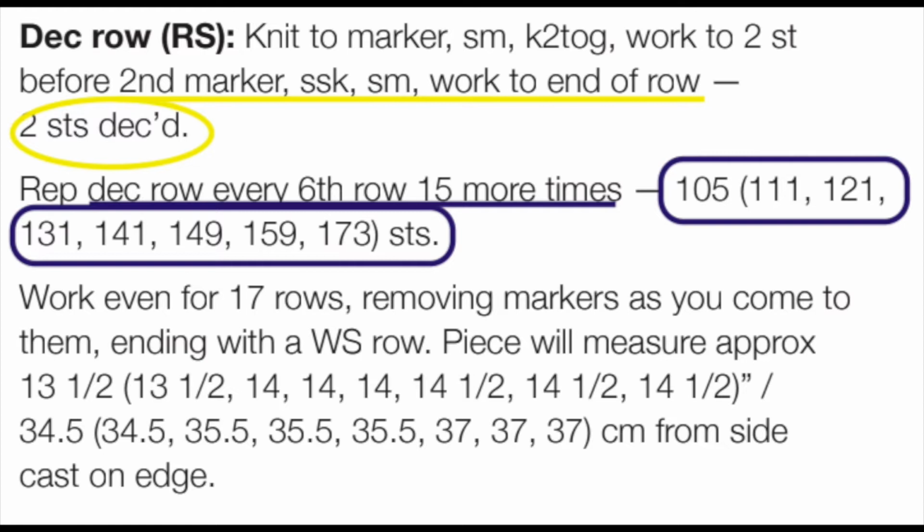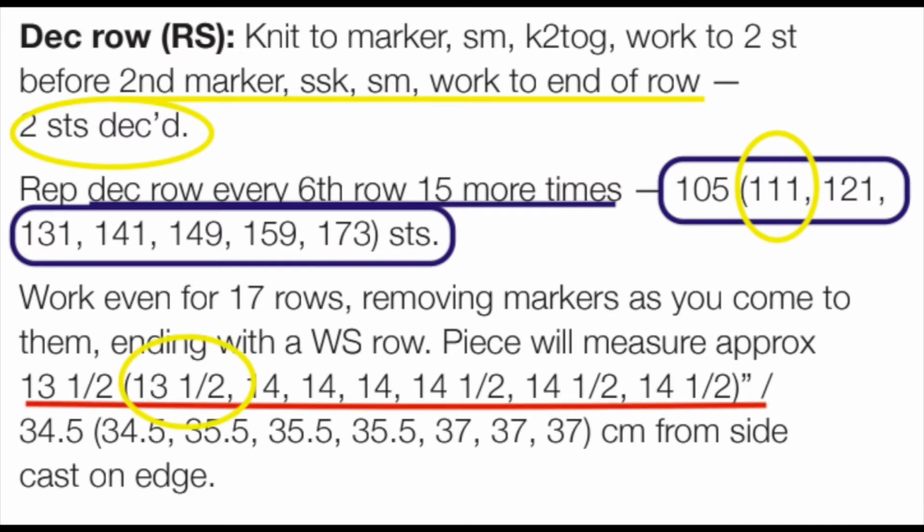When you know which size you're knitting, you look for that corresponding number in this list. And then further down, we have measurements, and this is the same thing. Work until the piece measures this approximate amount, and we have that in inches and in centimeters. When you know what size you're knitting, then this can become easier.